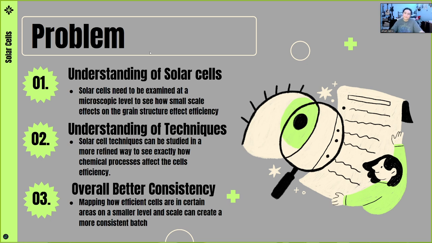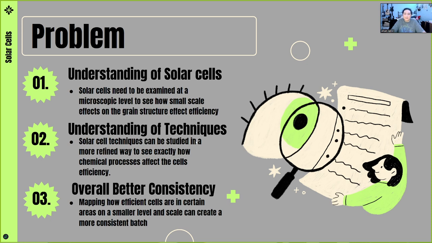So what is the main problem here? The main problem is our understanding of solar cell grain structures, our understanding of techniques on solar cell grain structures, and overall better consistency from batch to batch. So solar cells need to be examined at a microscopic level to see how small-scale effects on the grain structure affect efficiency. There can be defects, just scratches from it being created and stuff like that. Degradation from exposure to air, that's large in perovskites, they degrade very quickly. It just varies from cell to cell, but examining that at a microscopic level will allow us to infer how efficient areas of the cell are. And then our understanding of techniques can be furthered.